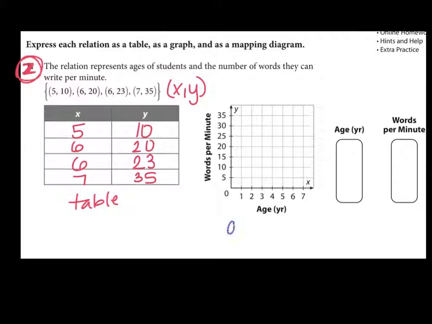We could also have information listed in a graph. So you're going to see these in all different ways. So in the graph, again, we plot x, comma, y. So 5, 10 means I'm going to go 5 on the x-axis and 10 for the y-axis, which is going to put me right here. 6, 20 puts me there. 6, 23, all right, we kind of have to estimate that one, but we can squeeze that in. And 7, 35.